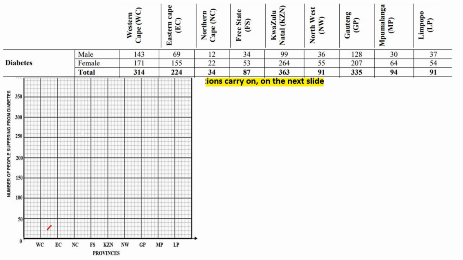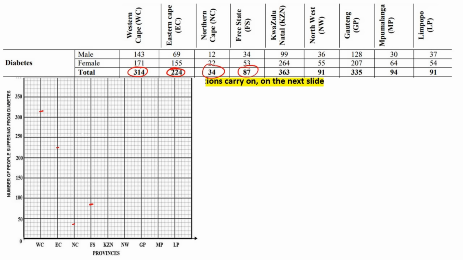Okay, so the first one is the Western Cape, so we go to 314. That would be a little bit more than this line over here, because that's the 310 line, so it'll probably be nearly in the middle. Then Eastern Cape, 224. So 200, and then you'd go to the second line, because that would be 20, and then probably in the middle like that. And then the Northern Cape was just 34, so that's going to be about there. And then Free State, 87, which is about there.